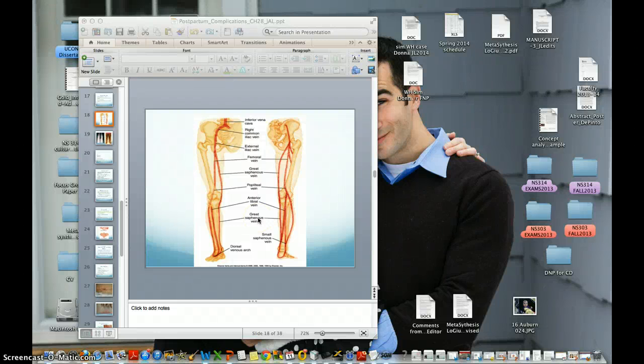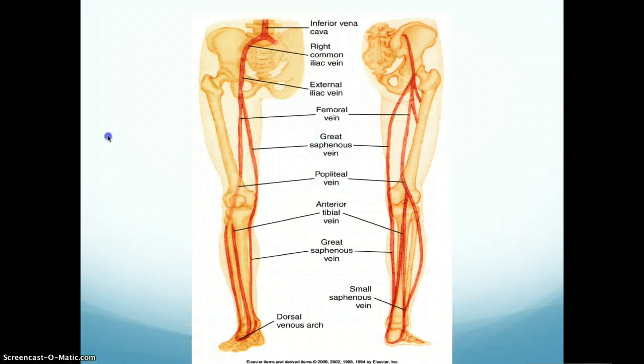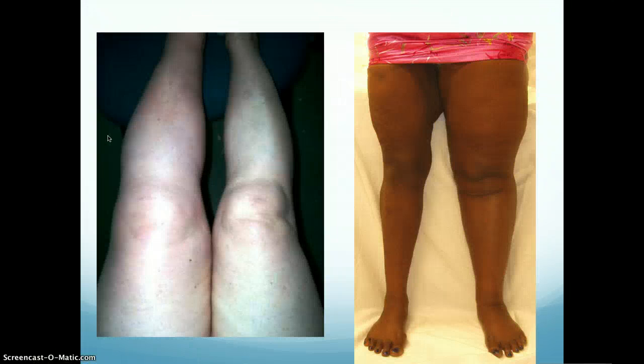So this is just depicting normal venous flow throughout the lower extremities. And the next image is showing what a DVT would look like in a woman's lower extremities.